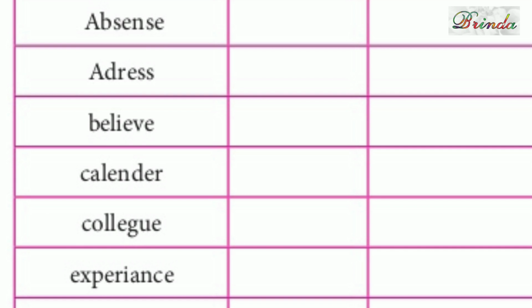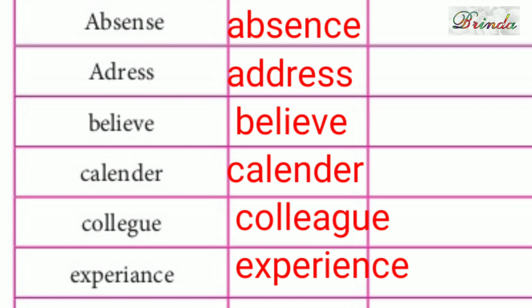Some words are there. Some spelling mistakes are also there. A few words, which have spelling mistakes, we can rectify. First one, absence. A-B-S-E-N-S-E. That is wrong. A-B-S-E-N-C-E. Next one, address. A-D-R-E-S-S is written. So, which is the right one? A-D-D-R-E-S-S, address.